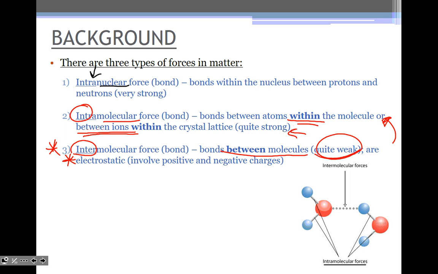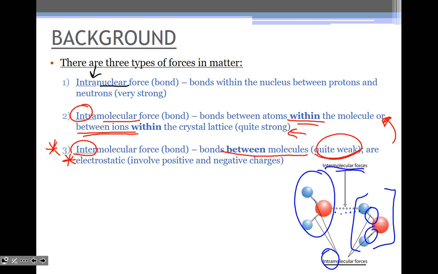Here's an example. This right here, inside the molecule itself of water, these are intramolecular forces. This bond here that bonds a positive end of one molecule to a negative end of another molecule, for example, that's where these intermolecular forces come from.